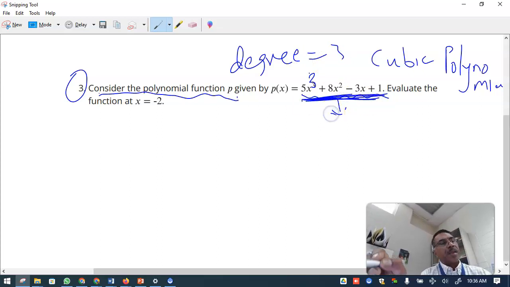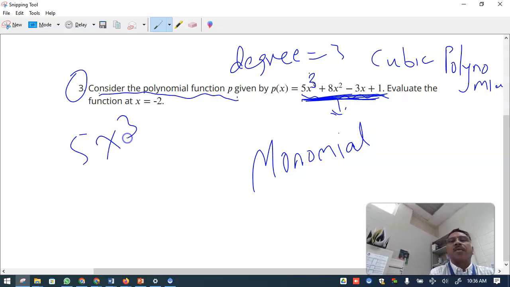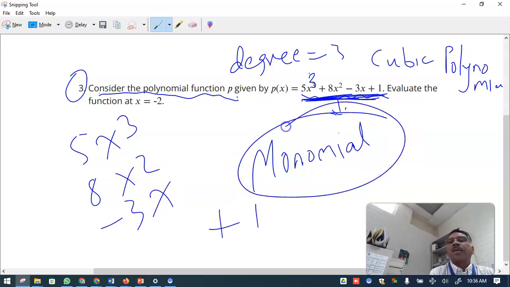Poly means many, right? So many monomials are combined. Each one of them is a monomial. The 5x cubed is a monomial, 8x squared is a monomial, minus 3x is a monomial. So what is the definition of a monomial? It is an expression where you multiply a number and a variable.